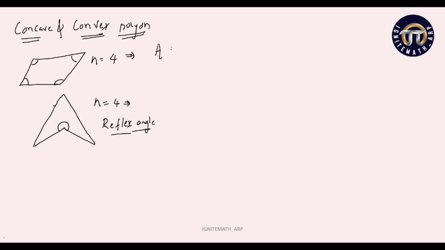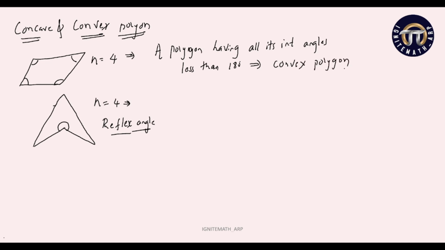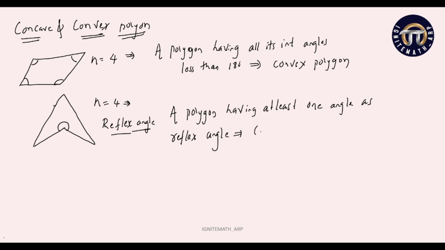So a polygon, keep in mind, children, a polygon having all its interior angles less than 180 degrees is called a convex polygon, whereas a polygon having at least one angle as a reflex angle, we call that polygon a concave polygon. Clear, children? Is it clear?